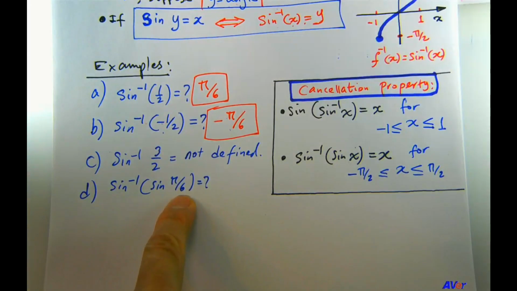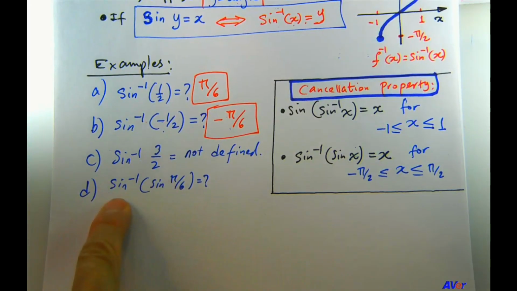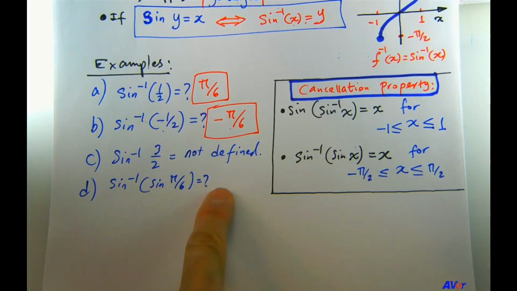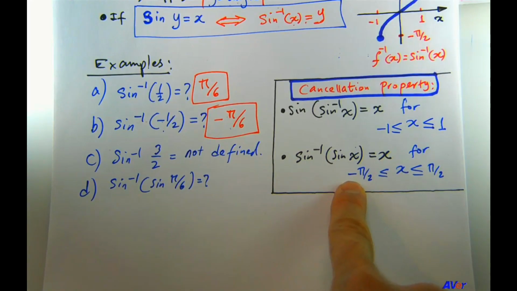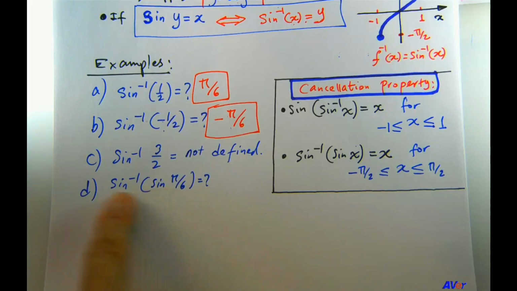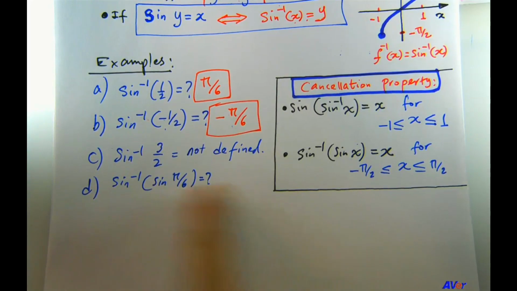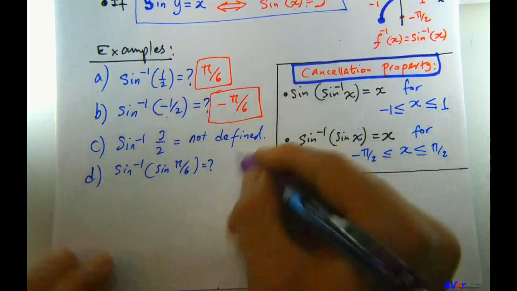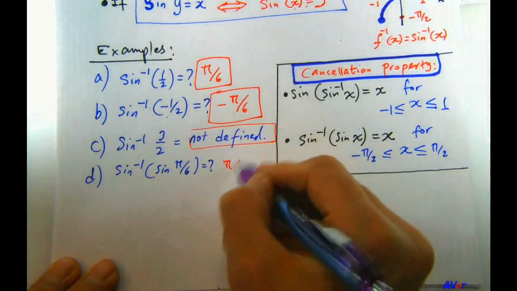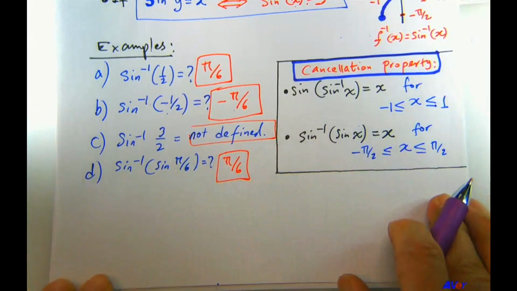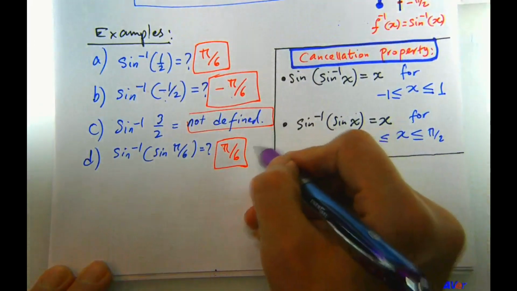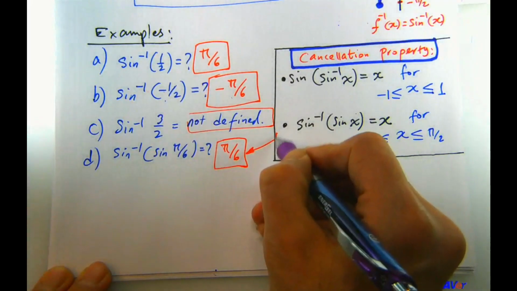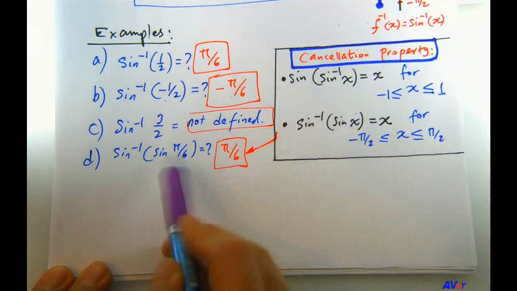Okay, now we can answer that, right? So this is asking for an angle. That angle cannot be outside of negative pi over 2 and pi over 2. Is that true? Because these two are going to cancel each other. We get pi over 6, just like what this is saying, equals x. Yeah, it's true. So we can write down pi over 6. So that was not defined, and this is pi over 6. And this is by the cancellation property. So this is why we have that.